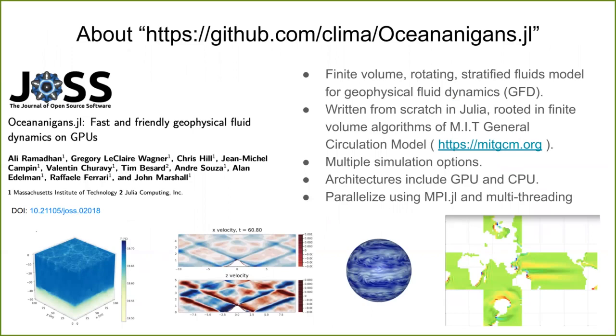Oceananigans has a paper that introduced it in 2018 in the Journal of Open Source Software, the authors of which are listed there. Oceananigans is a library that simulates the evolution of the ocean. In simplified context, it is a finite volume model. It includes rotation. It allows for fluids to be stratified and describes fluids that are commonly studied in the area of geophysical fluid dynamics. It is written entirely from scratch and is strongly based on the MIT general circulation model that has been around for almost 20 years.